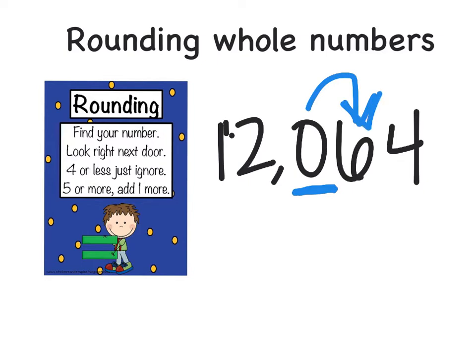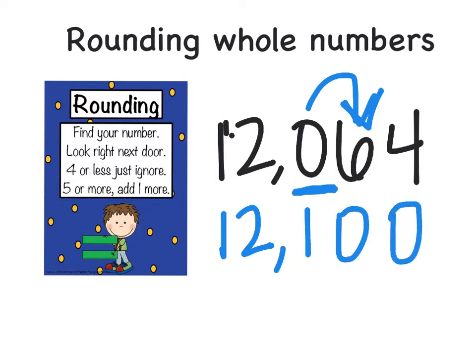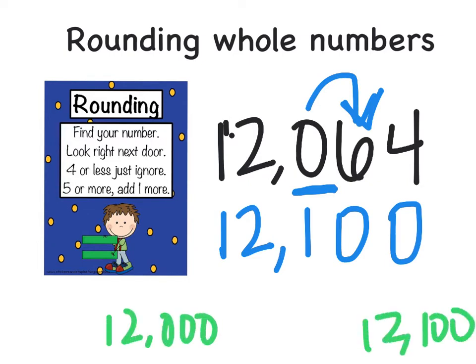Since this number next door, 6, is 5 or more, we go up to the next 100. So the 0 becomes a 1. And when you have whole numbers, you fill in the rest of the place value spots with zeros. Basically, 12,064 is in between 12,000 and 12,100 when we're rounding to the nearest 100. Here would be 12,064. But since it's a little more than halfway, we round up.